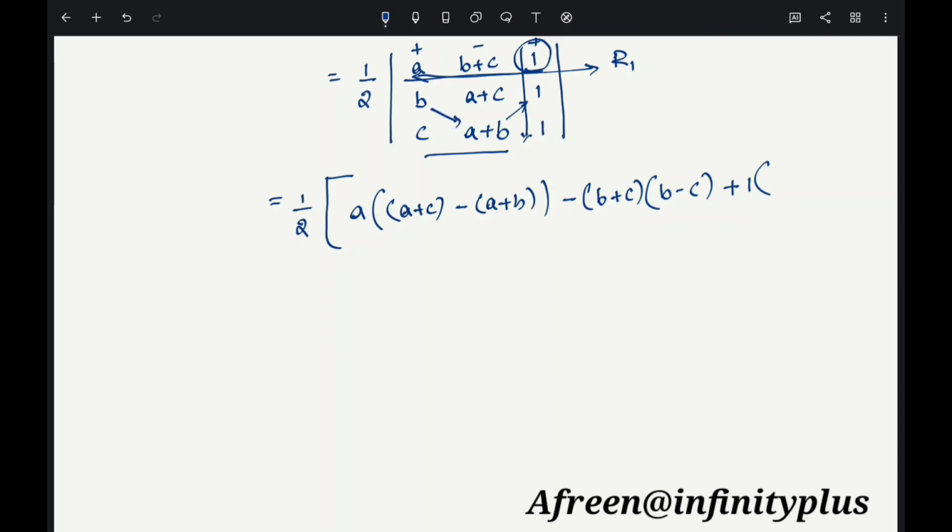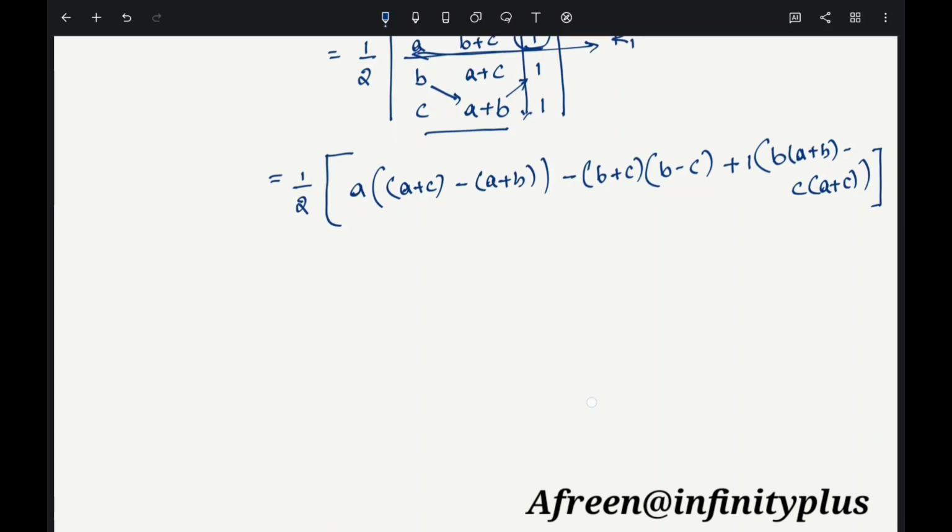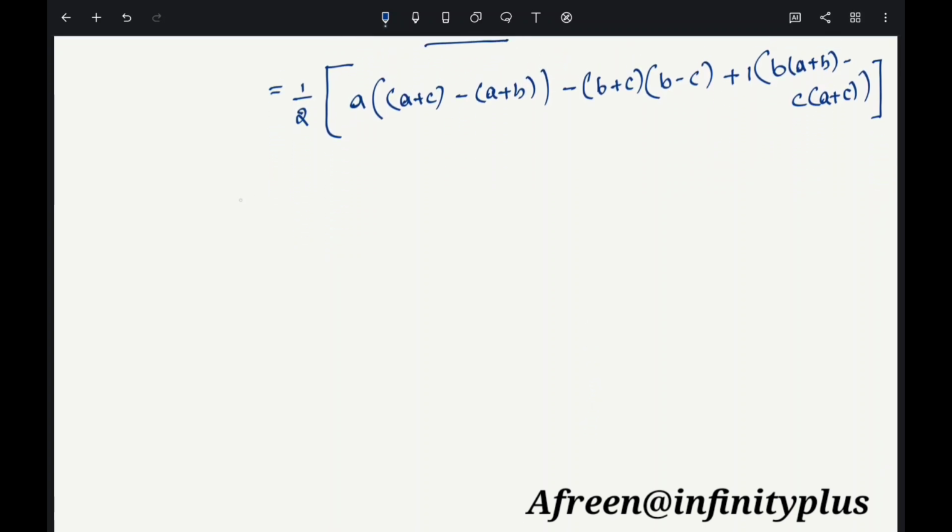So B into A plus B will be as it is, B into A plus B minus, again next one is C into A plus C. So this is the expansion of the determinant they have given. Let's simplify this in order to get the area of a triangle. So this will become half into, multiply the things as it is. A will be as it is, A plus C minus A minus B, minus, multiply these two, this will become B square minus C square, as this is of the form A plus B into A minus B.